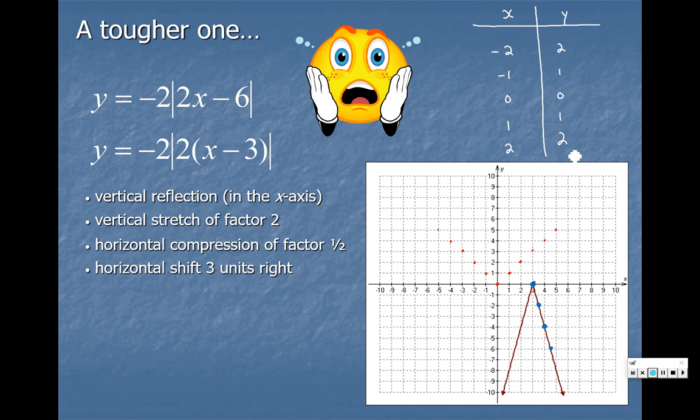It says vertical reflection in the x-axis. That means positive y values become negative, negative y values become positive. So these become -2, -1, 0, -1, -2. You just make the whole list here. This is SRT. I'm doing stretches and reflections and transformations here. First I did the reflection. Now stretches. Vertical stretch factor 2. That means double all the y values.